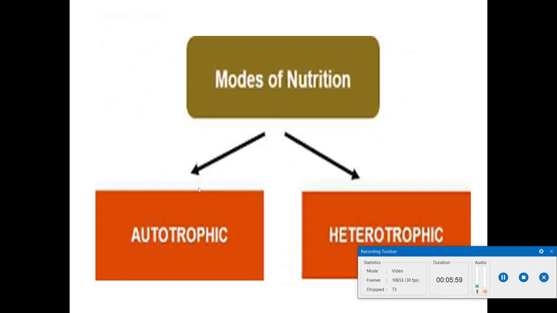Now, we have learnt the two modes of nutrition, autotrophic nutrition and heterotrophic nutrition. So, can you give me the example for autotrophic nutrition? One example for autotrophs, green plants. For heterotrophic nutrition, simple, non-green plants. Since here we are dealing with learning about modes of nutrition in plants, here heterotrophic nutrition is performed by non-green plants.